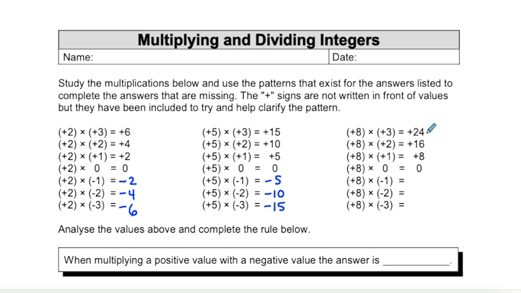So let's see if that same pattern stays for the last set. 8 times 3 is 24. 8 times 2 is 16. 8 times 1 is 8. 8 times 0 is 0. 8 times -1 is -8. 8 times -2 is -16. And 8 times -3 equals -24. So indeed, the same pattern happened with our third set of integers that we're multiplying. So let's come up with a rule. When multiplying a positive value with a negative value, the answer will always be negative.